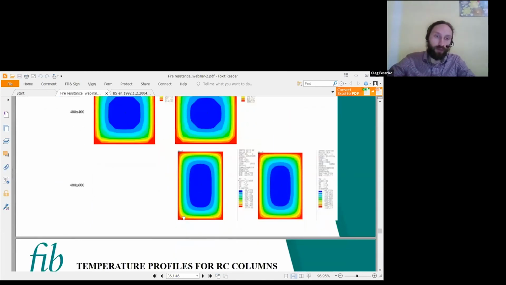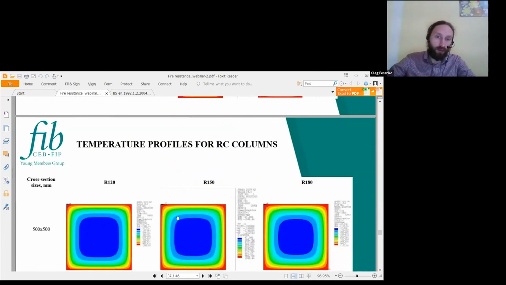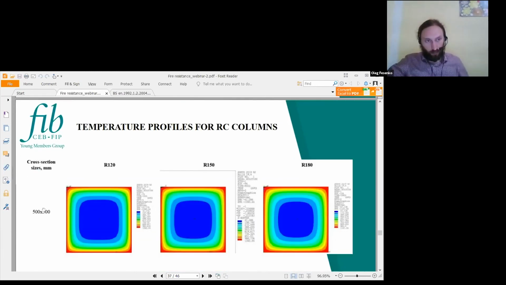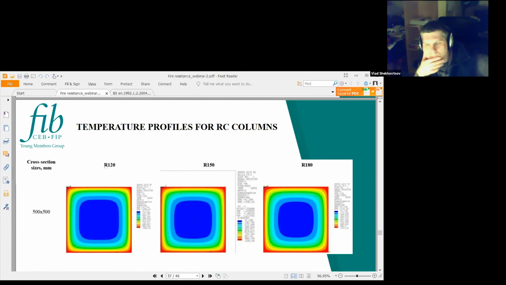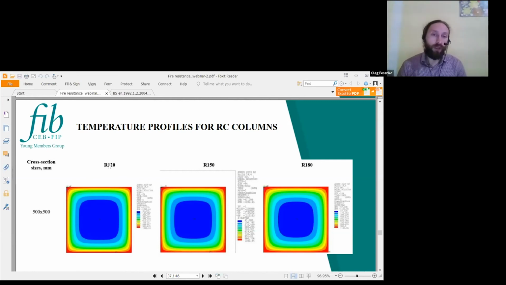These thermal distributions were interesting because these were typical cross section sizes, and the most valuable periods of time for multi-story frame buildings. This period of time is 2.5 and 3 hours.